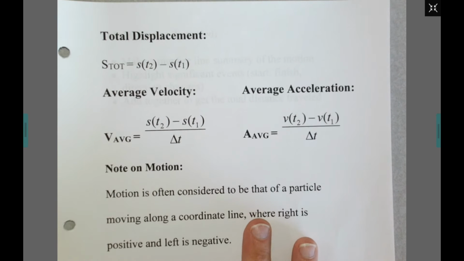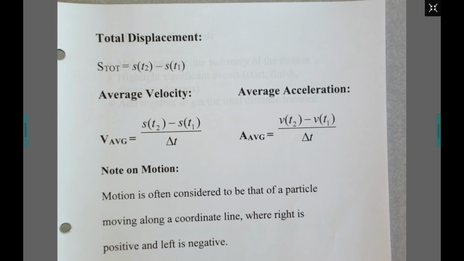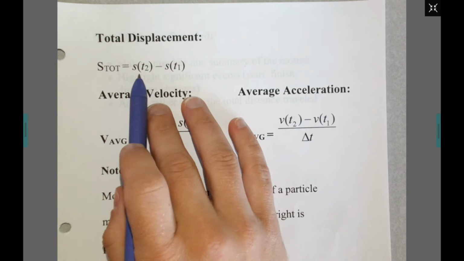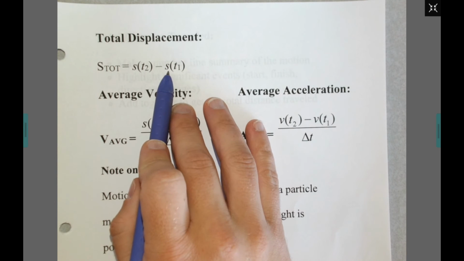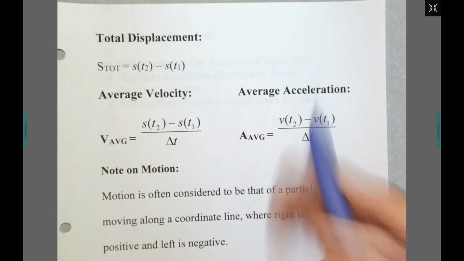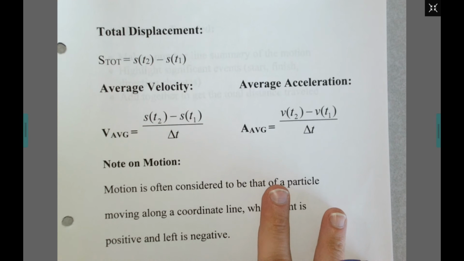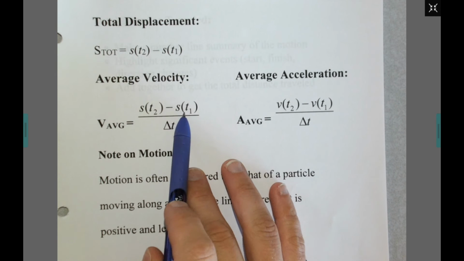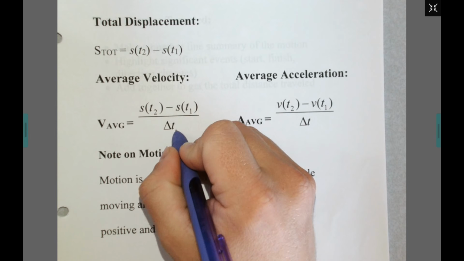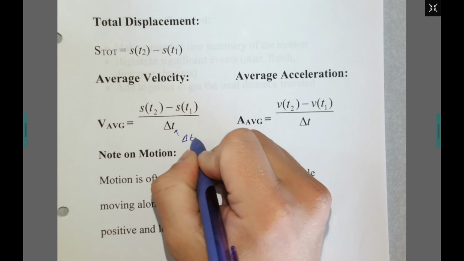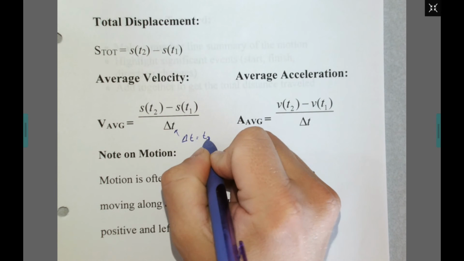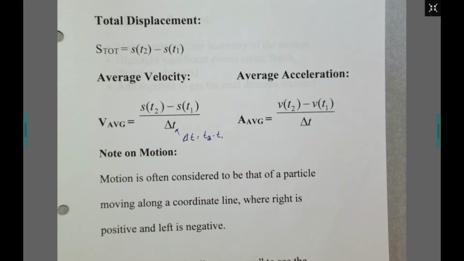Some notations here. So we have total displacement. To find your total displacement, it is going to be the difference in your position. s of t2 would be where we finished. s of t1 would be where we started. So it's the change in position. Average velocity would be change in position over delta t. Delta t is just change in time. So delta t equals t2 minus t1. It's always final minus initial. And then average acceleration would be my change in velocity over change in time.